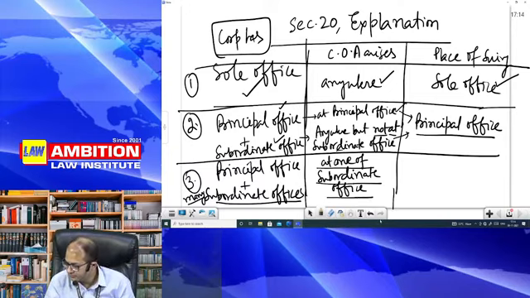So let us see this section 21 onwards. Objection as to jurisdiction. In section 21, we are talking of 3 objections. Now you can write down this heading: objection as to jurisdiction.